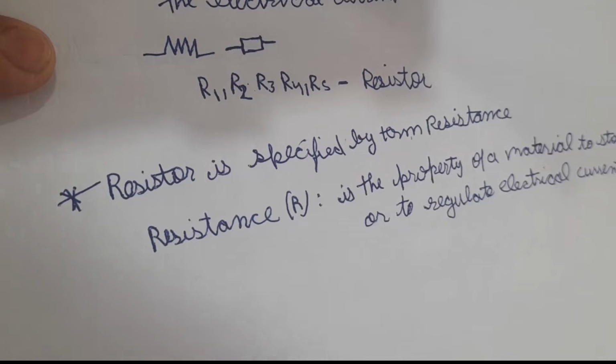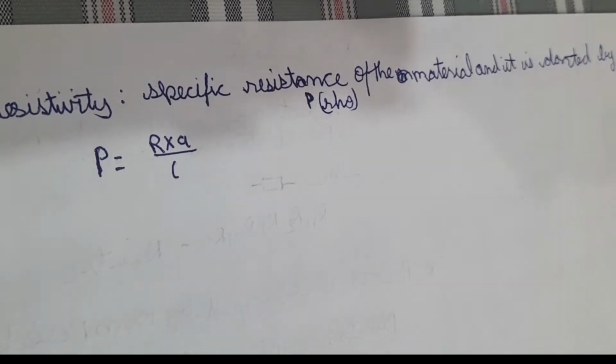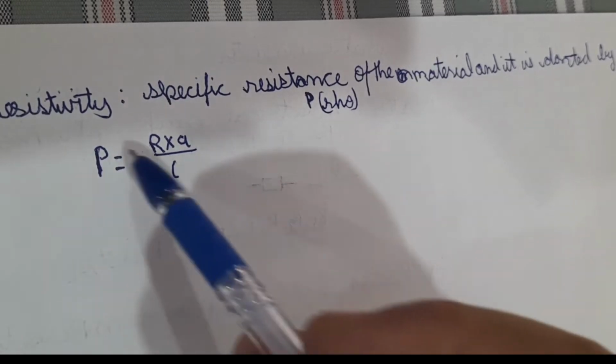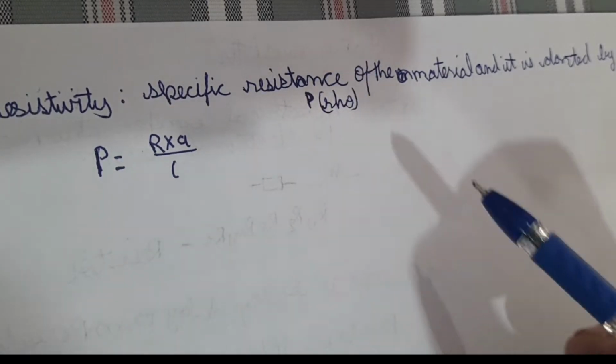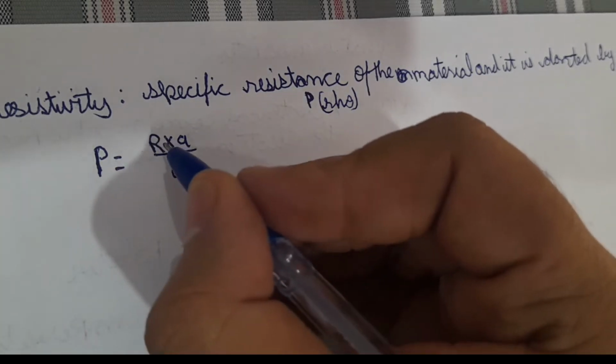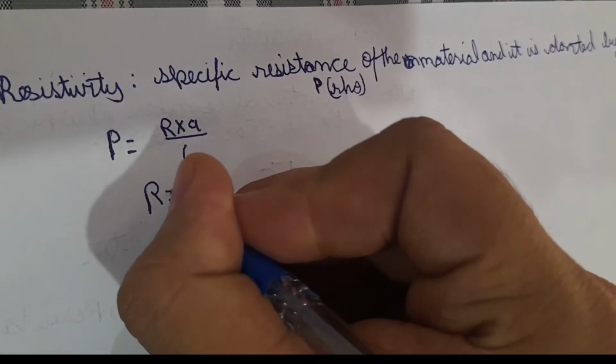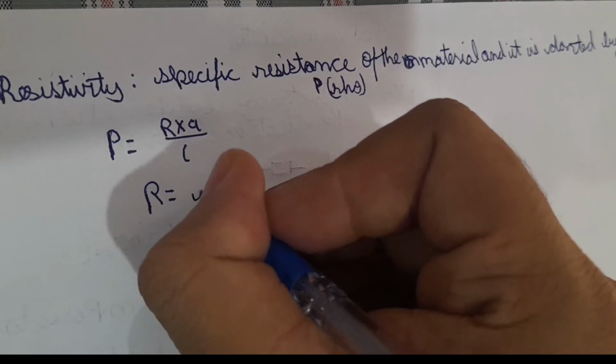Now there is a term called resistivity. What is the difference between resistance and resistivity? Resistivity is the specific resistance of the material, and it is denoted by the Greek letter rho. Resistivity has a formula: resistance into cross sectional area upon length. In the formula, R is denoted for resistance.